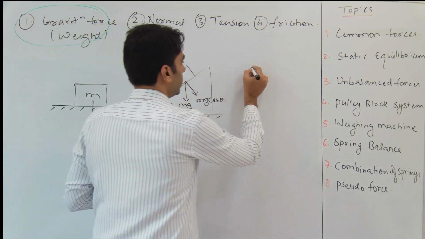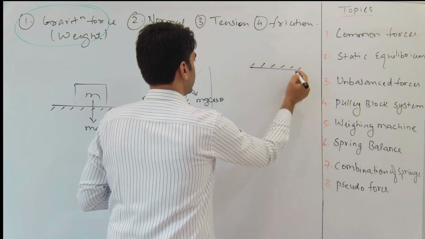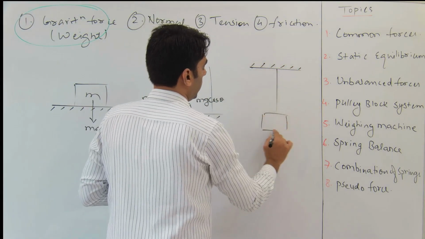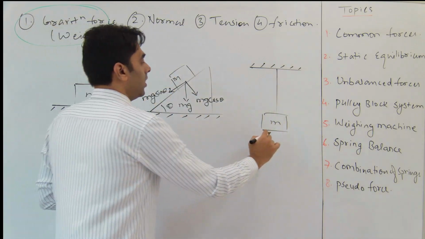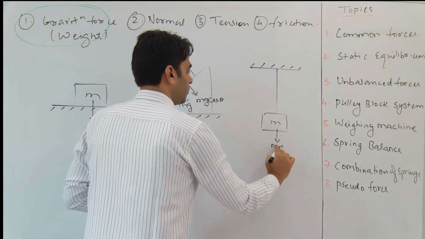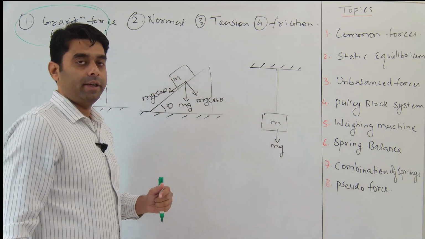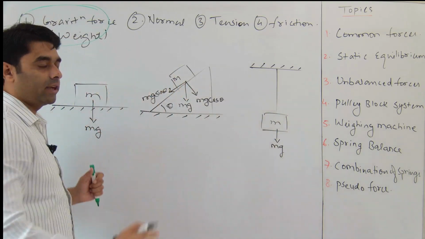Third, suppose a block of mass m is hanging with the help of a string. It will also experience a gravitational force of magnitude mg in the vertically downward direction. Fine. These are some of the cases of mg.